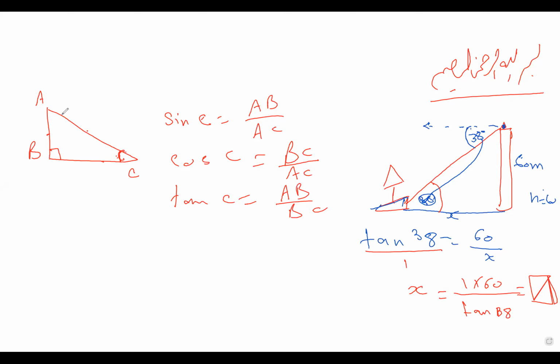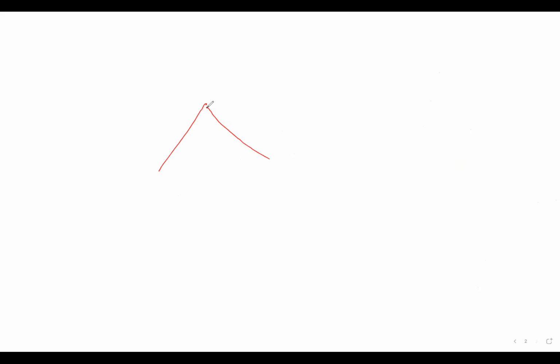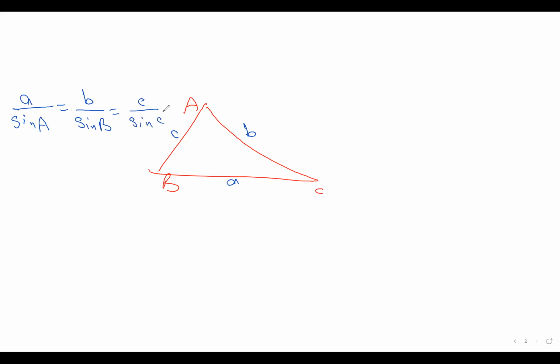Let's continue. We say the sine rule for any triangle like this one, for example ABC. Angle A is opposite to the side a, angle B is opposite to the side b, and angle C is opposite to the side c. We write the side as a small letter and the angle with a capital letter, as we know before. So a over sine A equals b over sine B equals c over sine C. This is the sine rule.